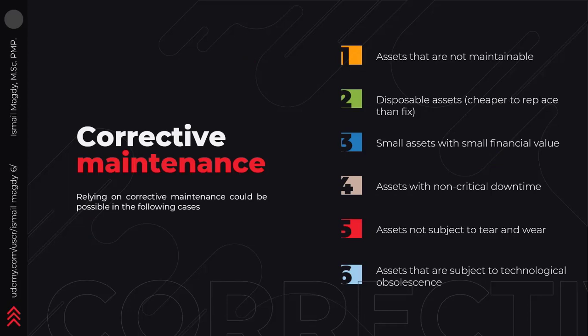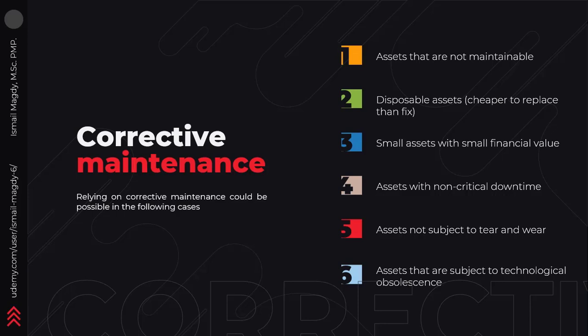Despite all of the previous negatives in corrective maintenance, however, there are still some cases where we intentionally rely on corrective maintenance, such as the following. Assets that are not maintainable, which are not expected to wear out, such as concrete foundations of a building or the interior steel structure of a high-rise building. Disposable assets, which are generally inexpensive or single-use assets or expected to be disposed of based on age or condition. Assets with small financial value, which means it will be cheaper to wait till they fail and replace them, instead of spending money on their maintenance.